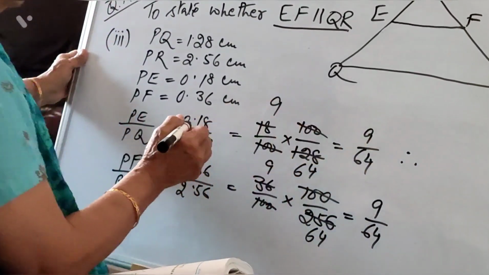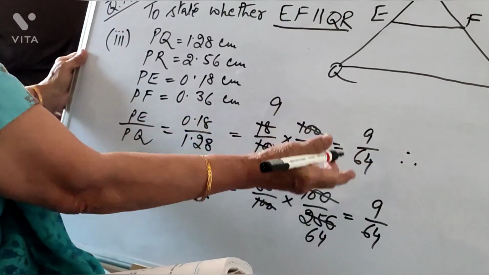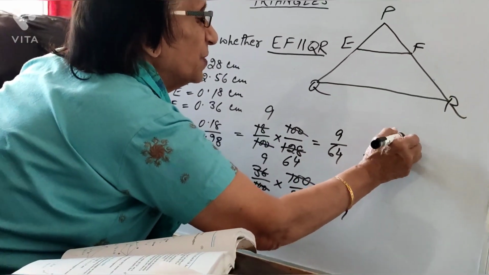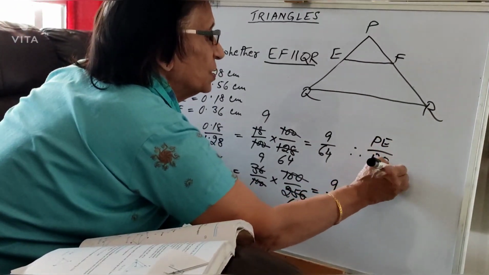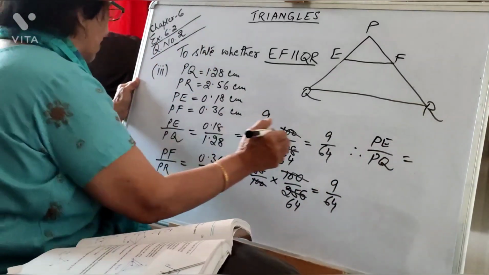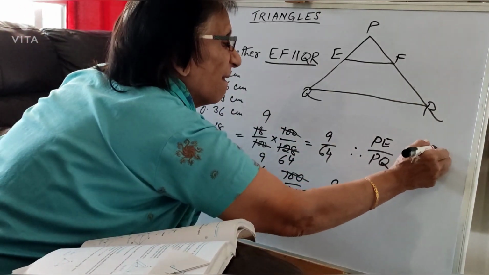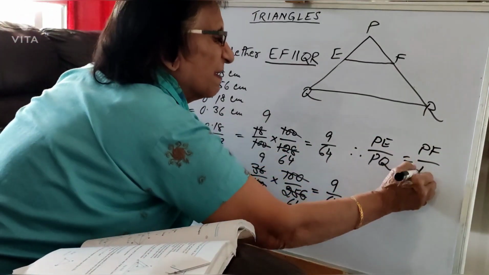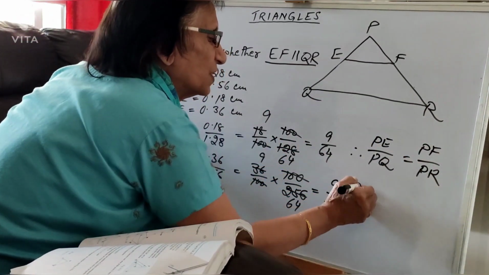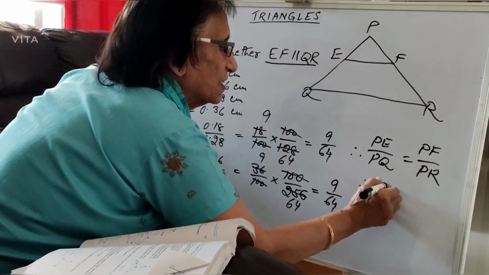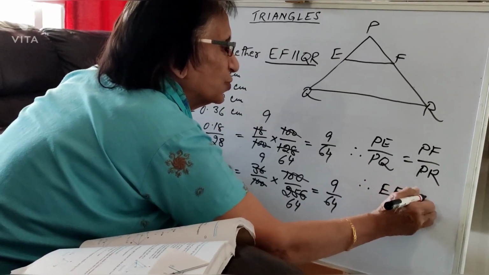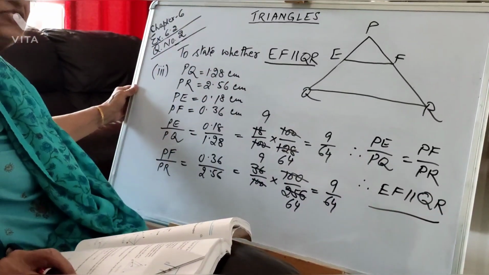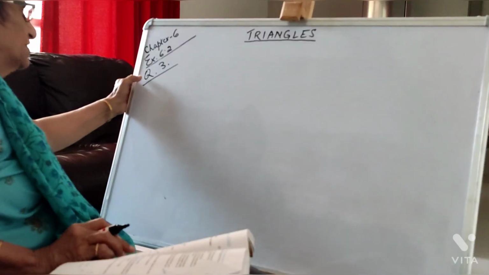Therefore, what do you see? 9 over 64 उधर भी है इधर भी है. It means PE over PQ is equal to PF over PR. Therefore, EF is parallel to QR by Thales theorem. Now let us do question 3.